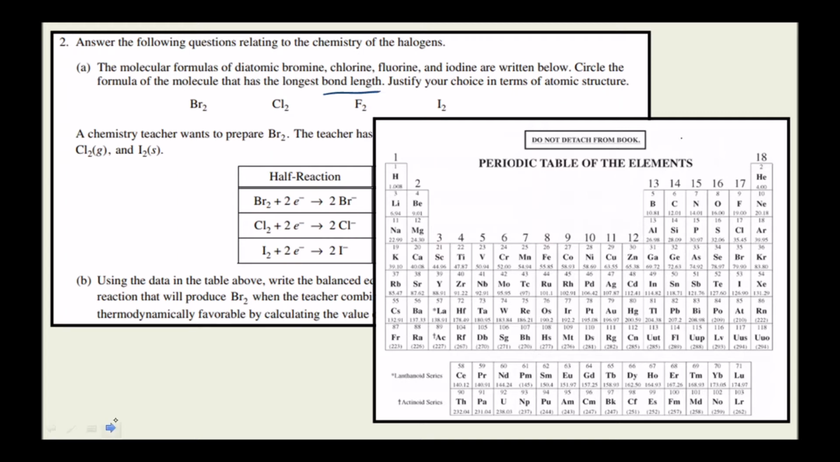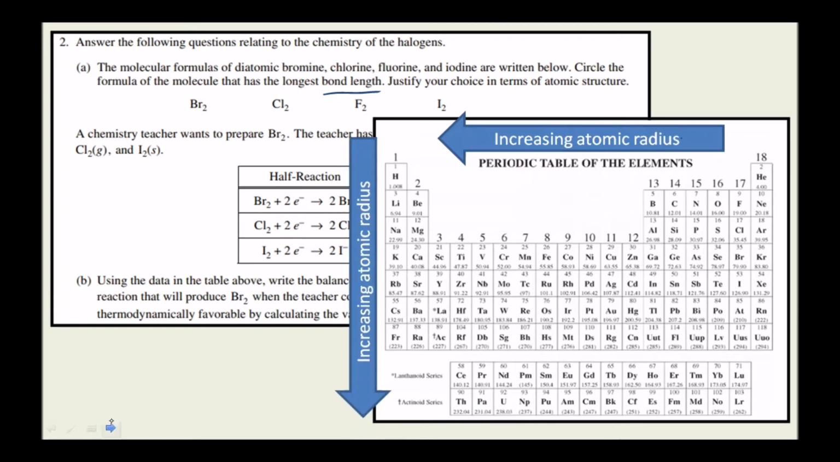So on the periodic table, atomic radius increases as you move from right to left across the periodic table and from the top down. So our smallest radii are in the top right, and our largest are in the bottom left, generally speaking. And why is that?